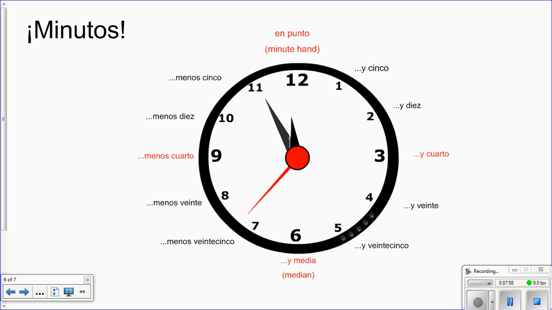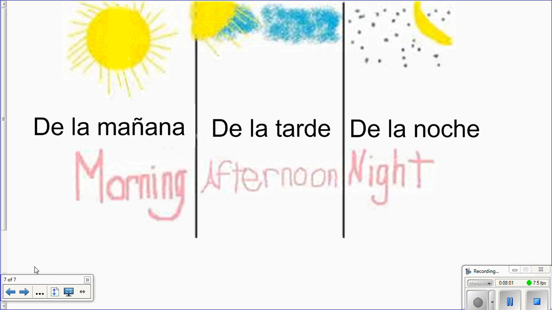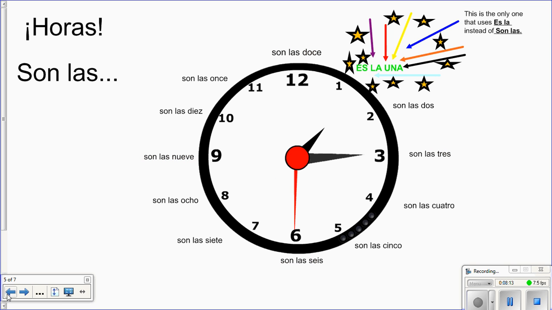Lastly, we've got times of the day. So if you want to say something's happening in the daytime, you're going to say de la mañana. If you want to say it's happening in the afternoon, de la tarde. If you want to say it's happening at night, you're going to say de la noche. So for example, to put it all together for just one, we're going to say it's 1:20.